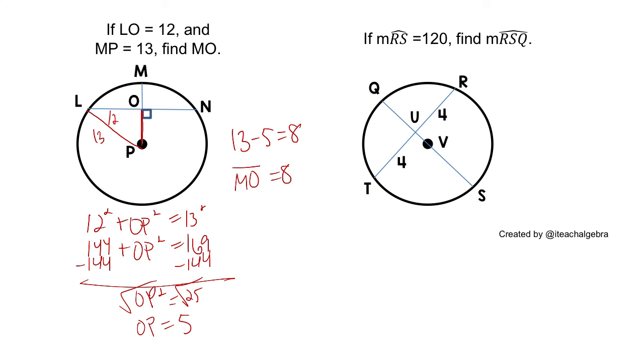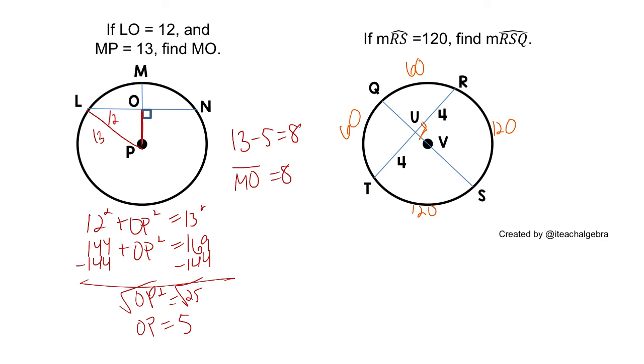Last but not least, arc RS is 120, and we want to know RSQ. All right, so if QS is a diameter, goes through the center, then QR and RS have to be 180. So QR has to be 60. We have QT that looks like it's going to be congruent to QR because this is a perpendicular bisector. So that's also 60.